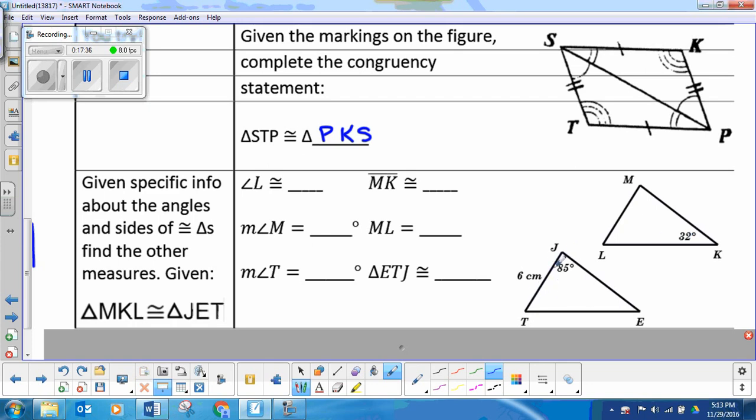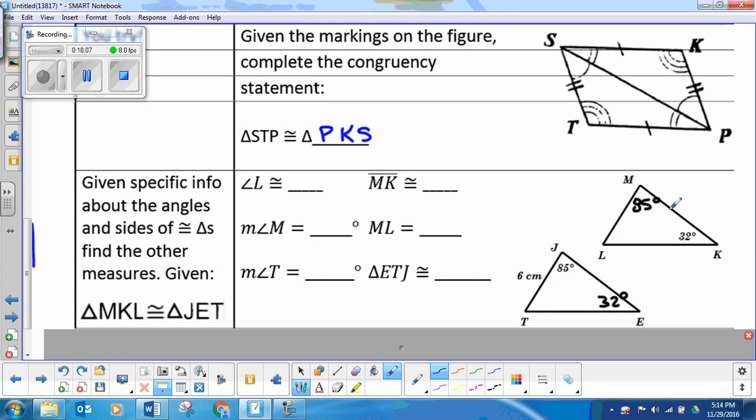So just based on the congruency statement, I'm going to write some information into these two triangles. I can see that M and J are the first two letters in my congruency statement, so they will be the same value. Since J is worth 85, I'm going to write an 85 in here for M. In addition, they gave us the fact that K is worth 32. In my congruency statement, I see that K and E are in the same position, so I can write a 32 in for E.